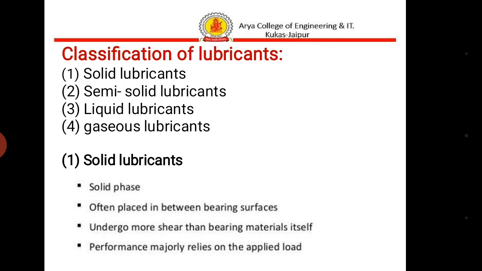Now we will discuss the classification of lubricants. Lubricants are classified into four types: solid lubricants, semi-solid lubricants, liquid lubricants, gaseous lubricants. First, solid lubricants. Solid lubricants are present in solid phase, placed in between bearing surfaces, and undergo more shear than bearing materials.